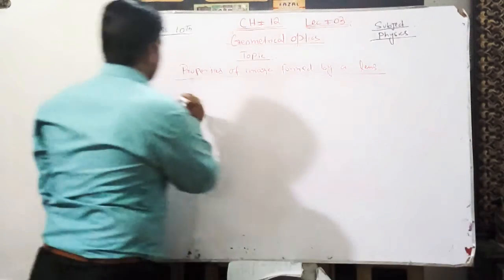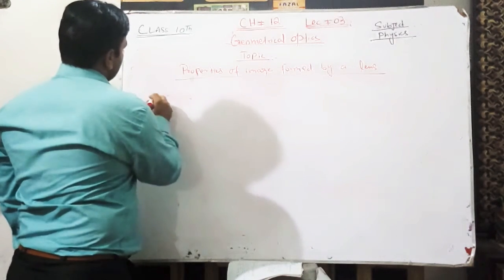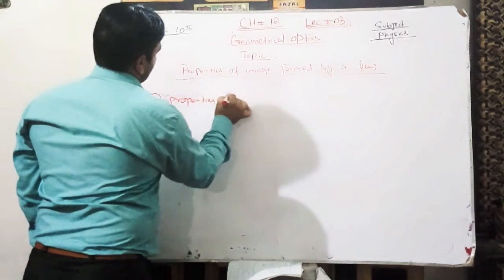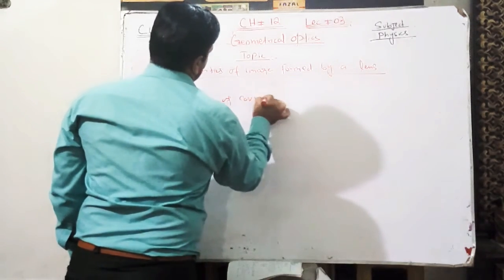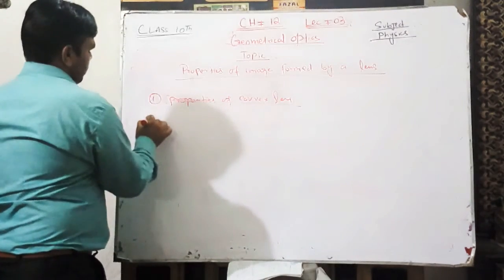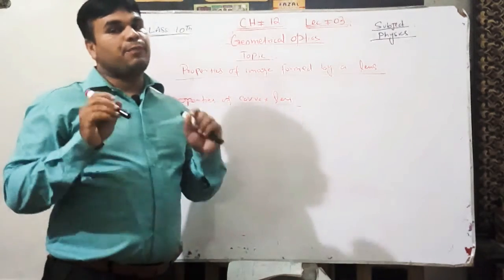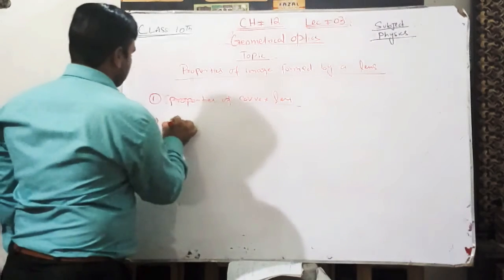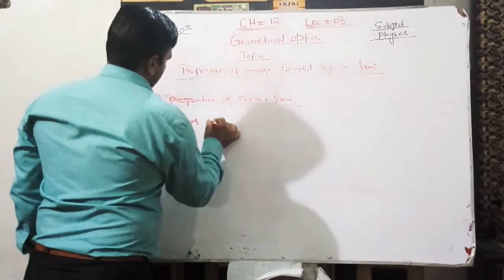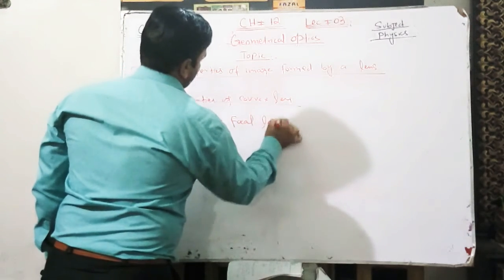First of all, convex lens. Properties of convex lens. Number one, a convex lens always has a positive focal length.